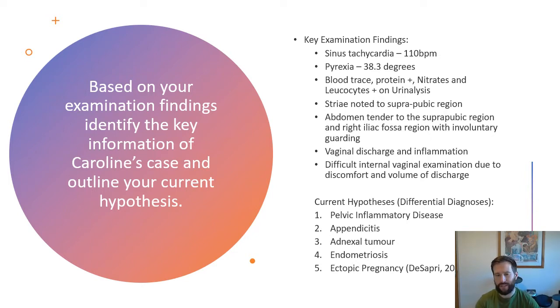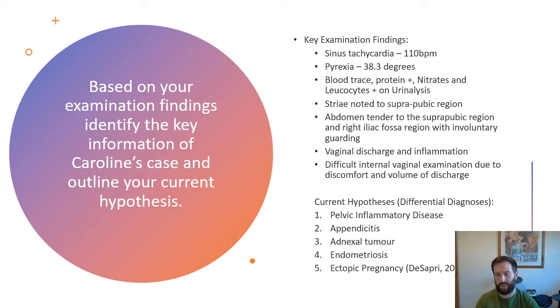However, some of the important differentials, as I said before, of DeSapri 2019, are appendicitis, where we have involuntary guarding over the right iliac fossa, which is suggestive of some localized peritonitis. We know that involuntary guarding is caused by inflammation of the peritoneum, which means that it's firm, and there should be this sort of well demarcated area around the right iliac fossa. Right iliac fossa tenderness as well would be suggestive of appendicitis.